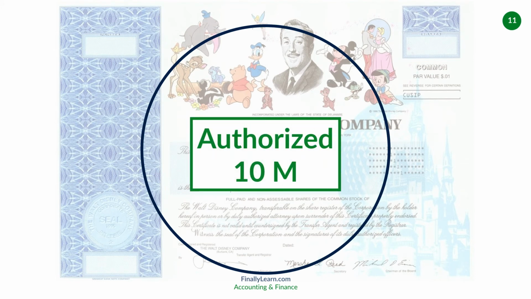The first is authorized. Authorized is the number of shares that the company could issue under their current corporate charter. The corporate charter is a legal document that you file with the state. It's basically an application. And so for this company, for example, they have shares authorized of 10 million shares. They could sell as much as 10 million shares under the current corporate charter.